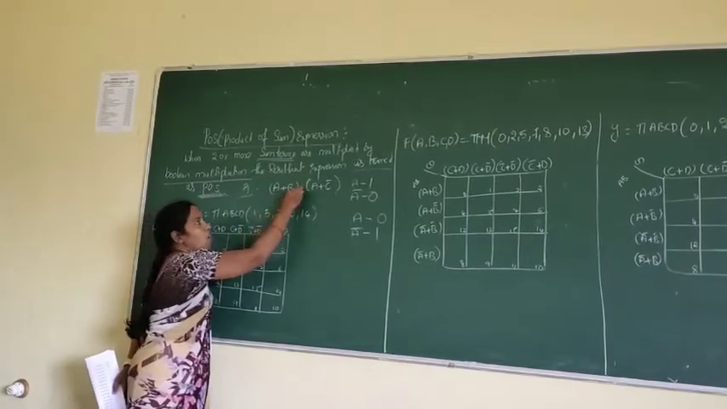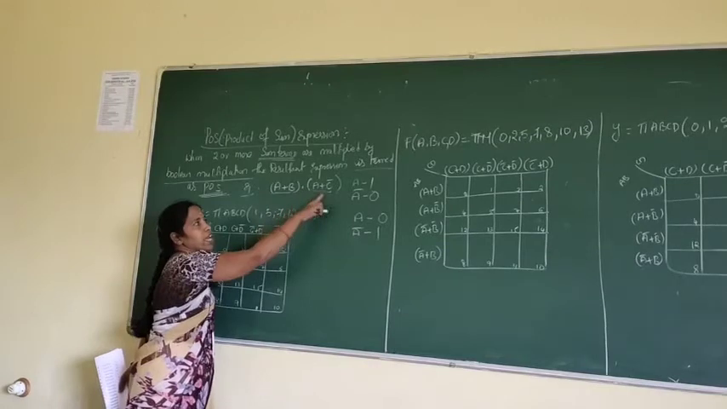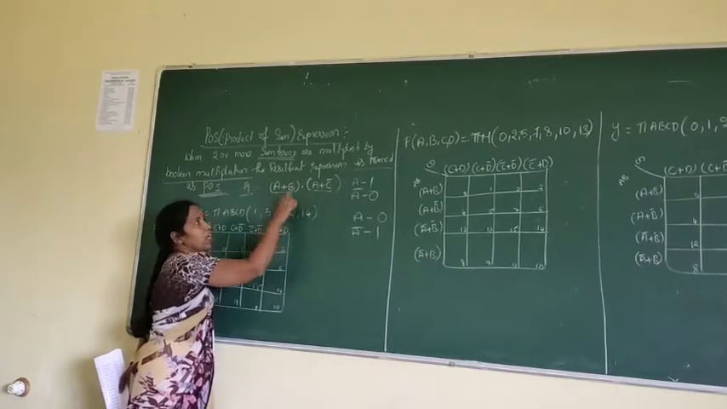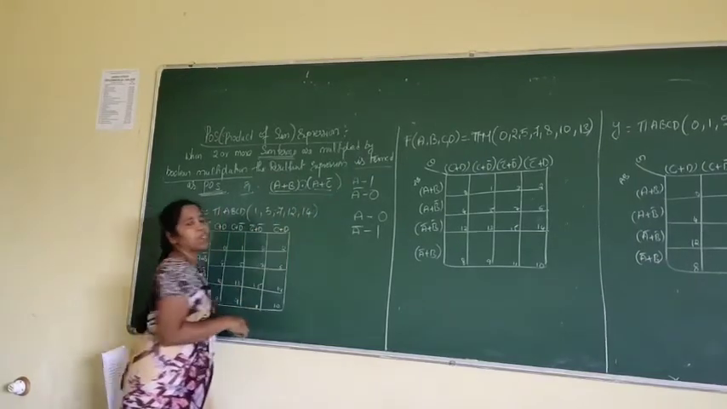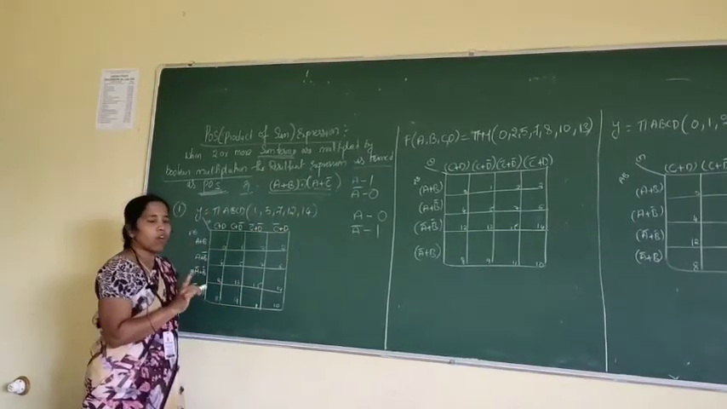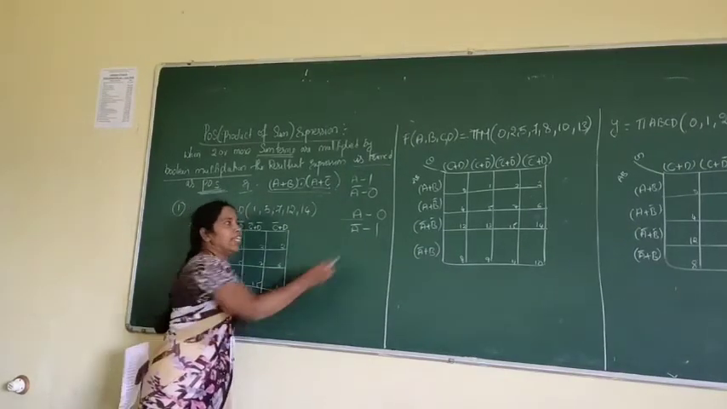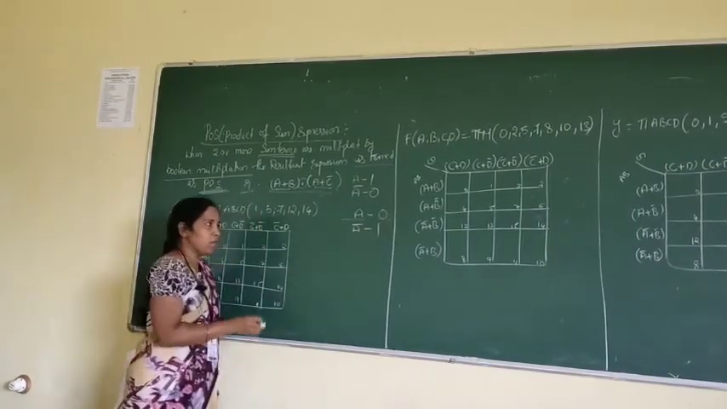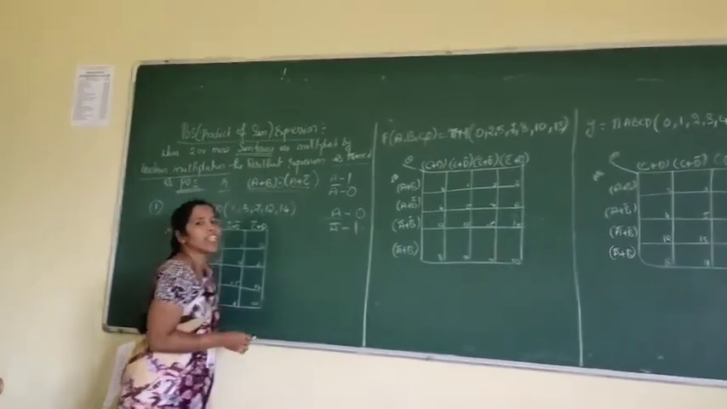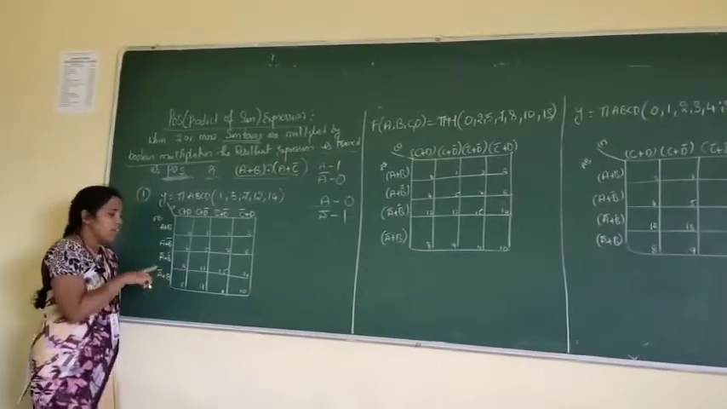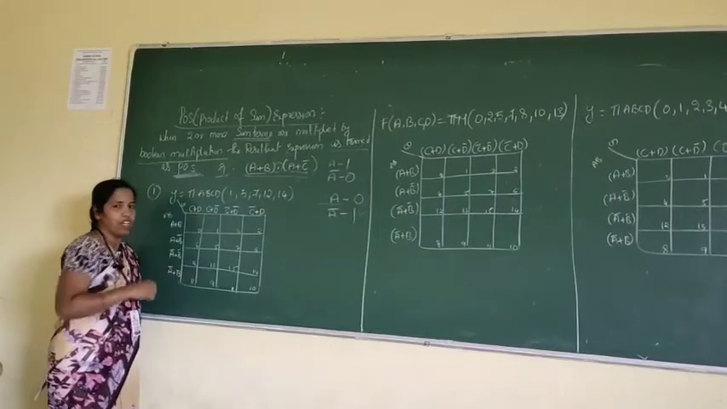Here is an example of a product of sum expression. A plus B is one sum term, and the other is A plus C bar, and both are multiplied by Boolean multiplication. The point to remember is that in case of POS, an uncomplemented variable is represented by binary 0, and a complemented variable is represented by binary 1.